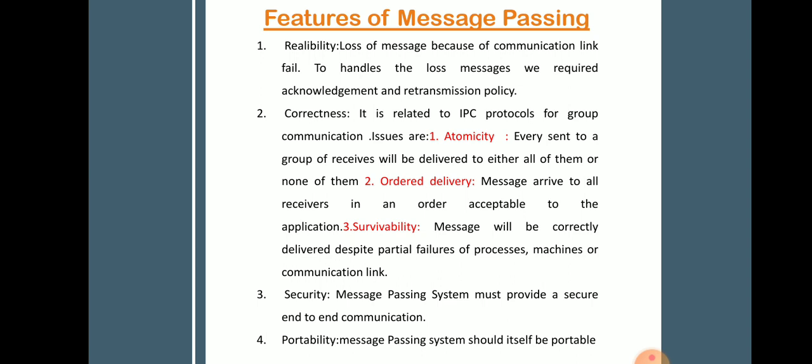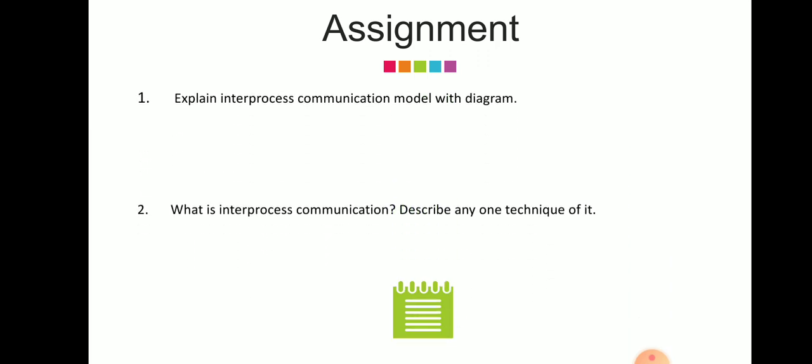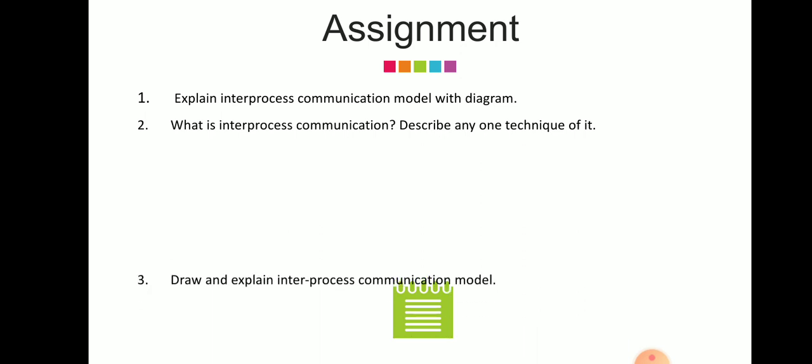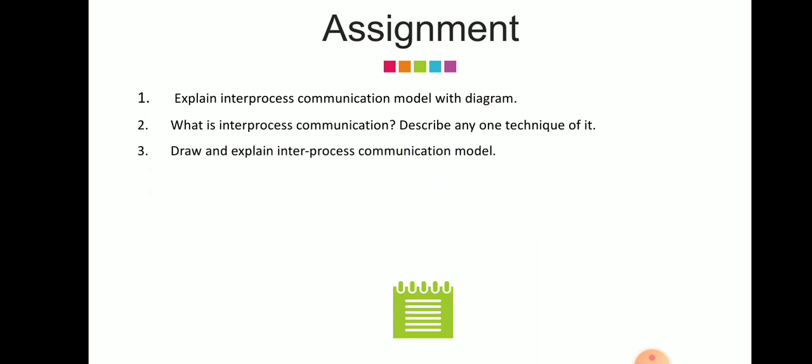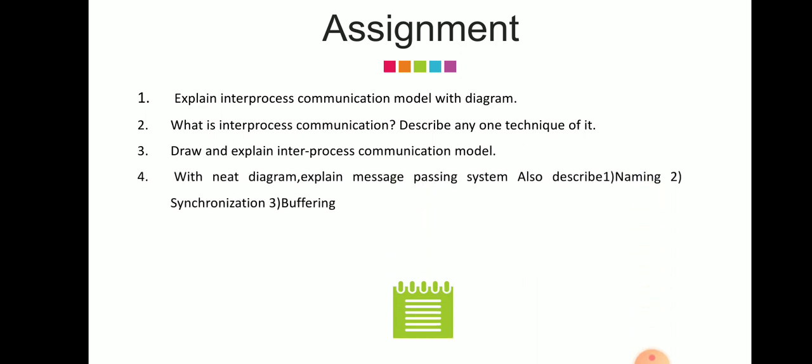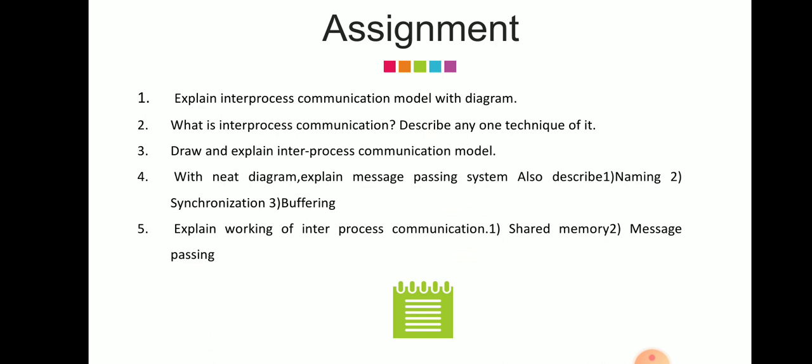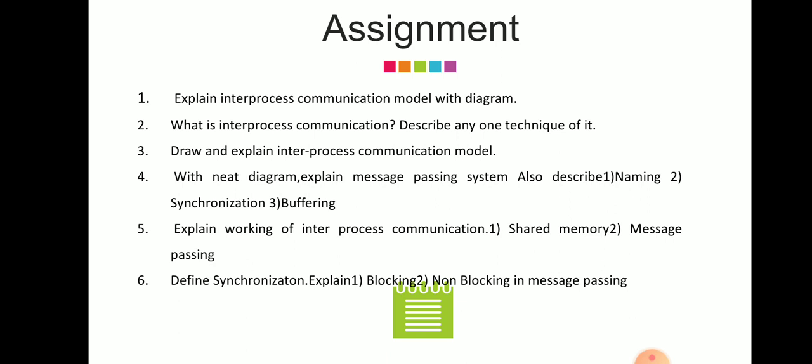Now next, review questions are available for the given topic. The following are the questions. Explain inter-process communication, describe any one of the techniques, and also draw and explain inter-process communication. Then the next question is to explain the message passing system, describing naming, synchronization and buffering. Also there is a question: explain inter-process communication with shared memory and message passing, and define synchronization with blocking and non-blocking in message passing.